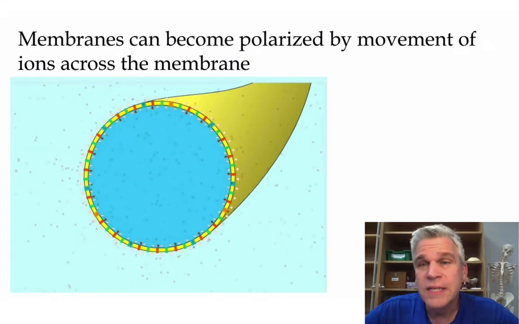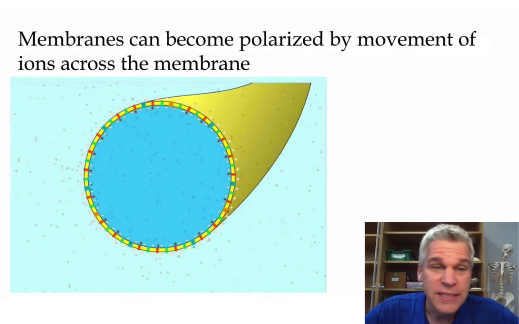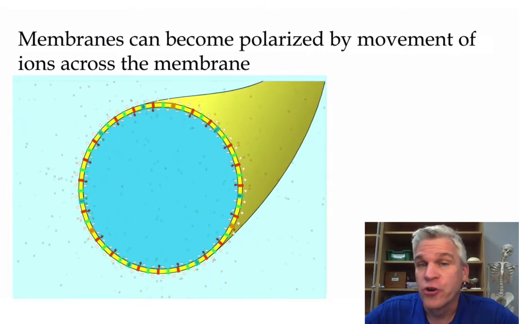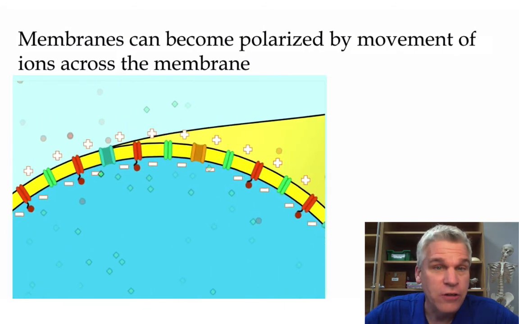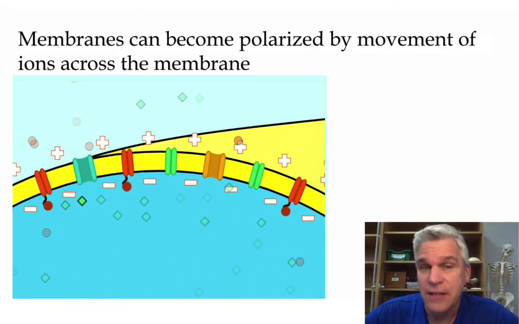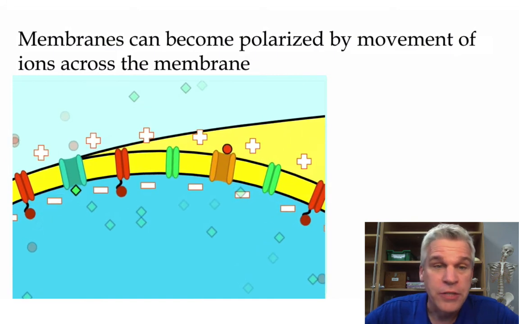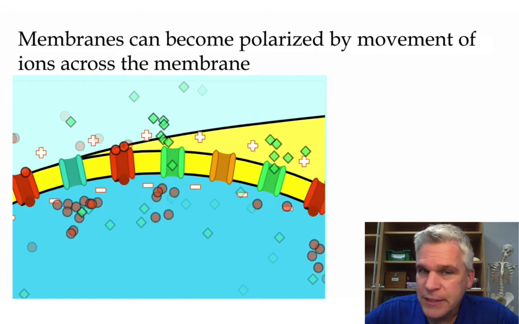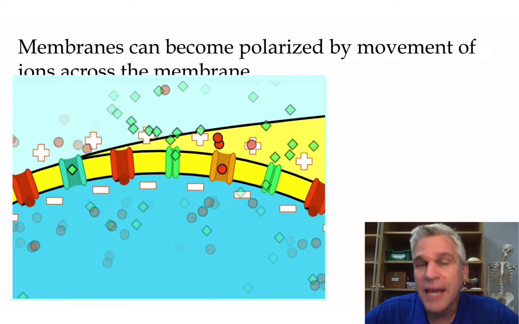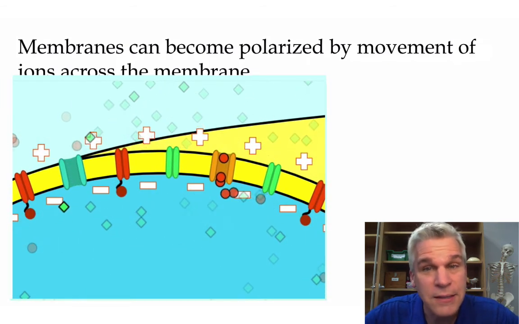Now we know that membranes can become polarized just by the movement of ions across the membrane. So in this example, we see a part of a neuron, a nerve cell. And it is positively charged on the outside, negatively charged on the inside due to the number of ions that are there. When a nerve impulse comes, some of these ion channels open up, and for a split second, the outside becomes negatively charged and the inside becomes positively charged.